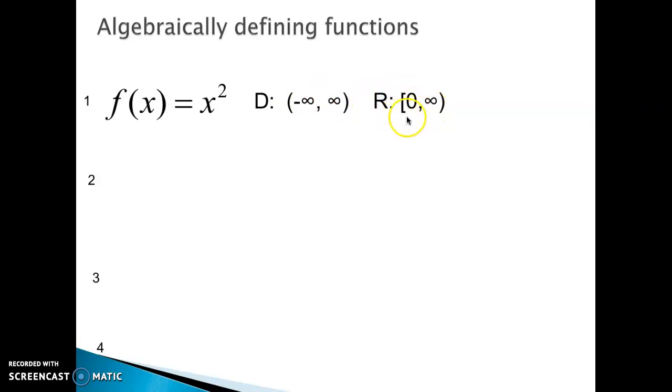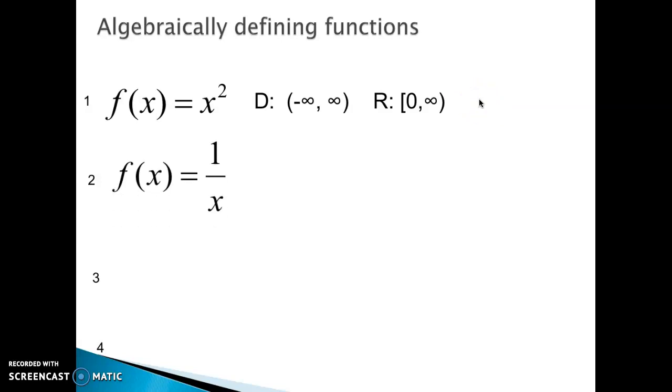Remember, the bracket includes that value and says that there's a definite endpoint to the range. In other words, the first range value is 0. And then up to infinity, it continues on, so there's no definite endpoint there. So the bracket indicates an endpoint included in the domain or range. The parentheses indicate no inclusion, or no end to that particular value.